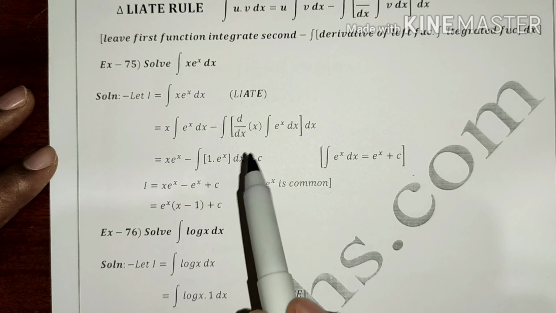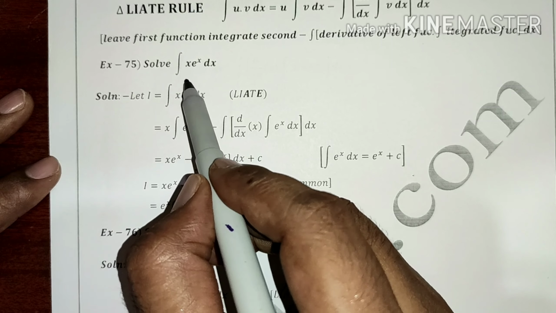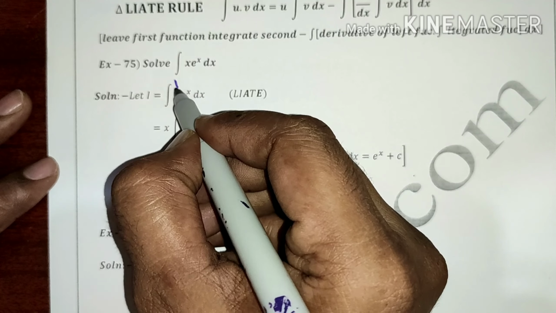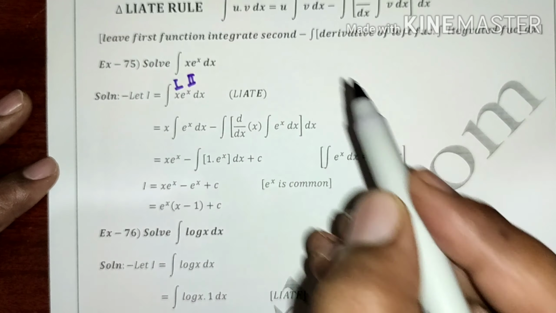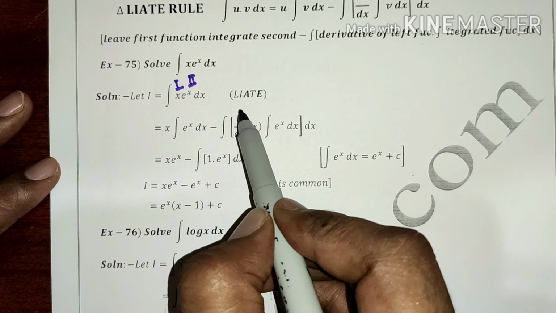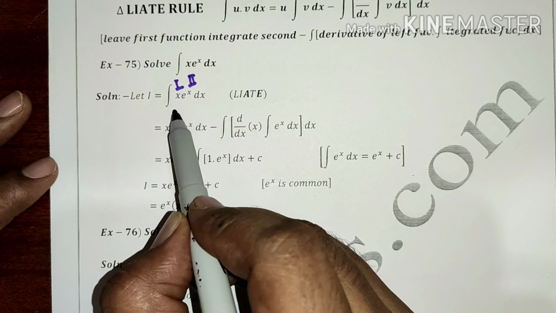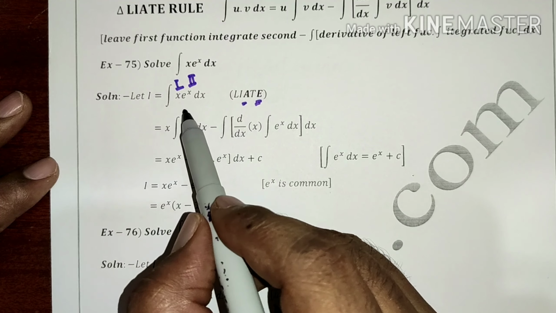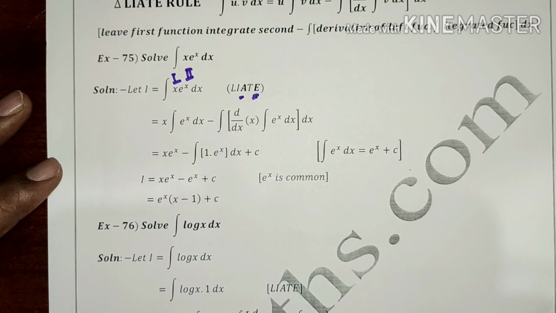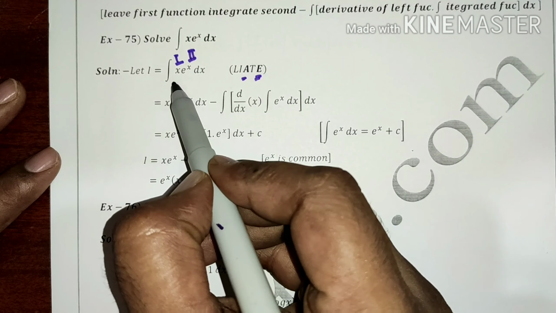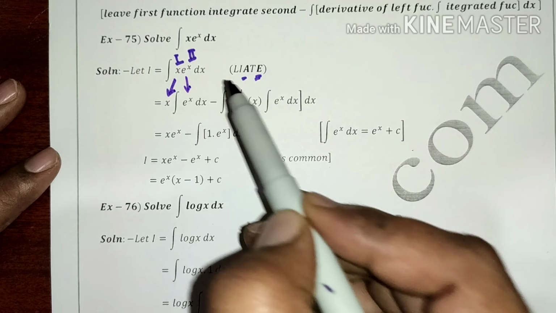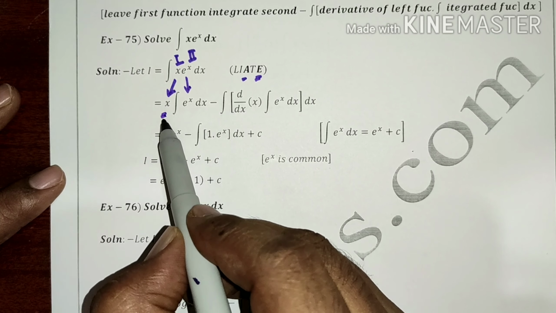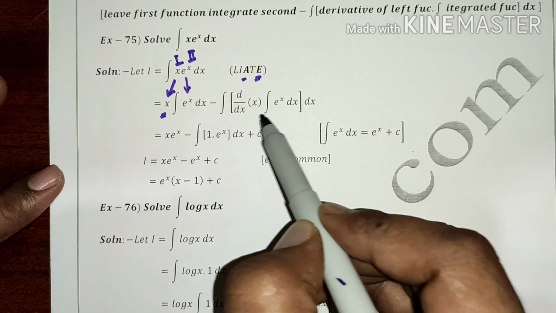See example number 75. Our example is integration of x into e raised to x dx. x is the first function, e^x is the second function. What is our LIATE rule? First we need an algebraic function, so x is an algebraic function, and e^x is an exponential function, which is the second function. By using the rule, we have the first function, integration of the second function, minus the integration of the derivative of the left function. x is the left function, so we take the derivative of x.